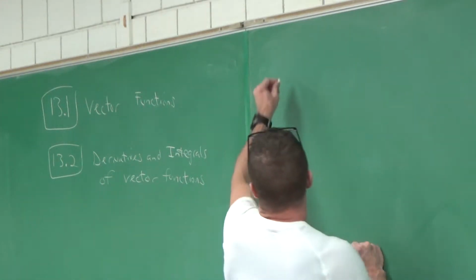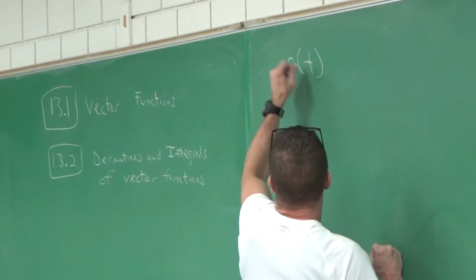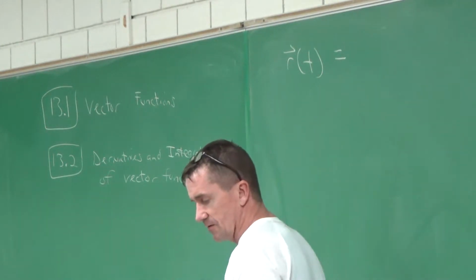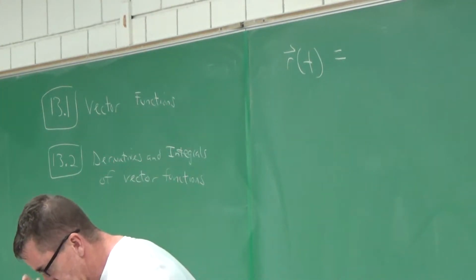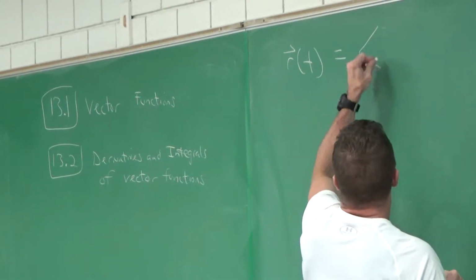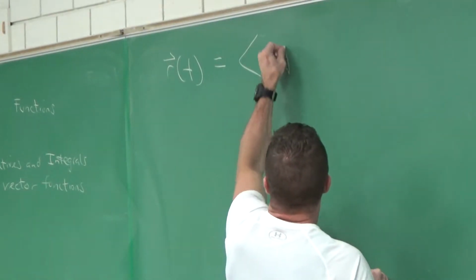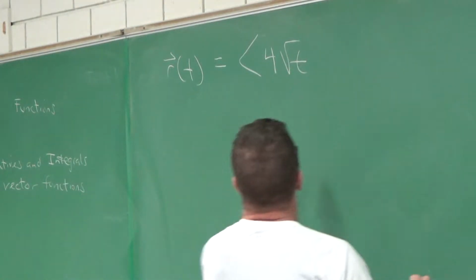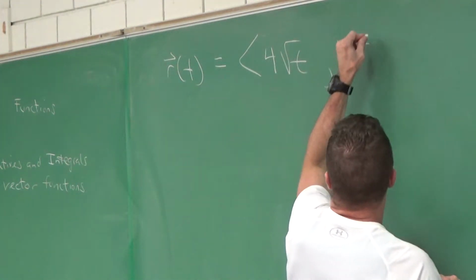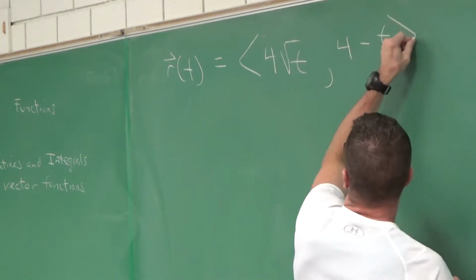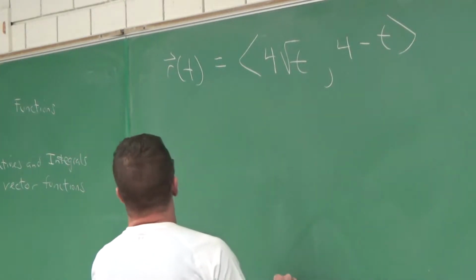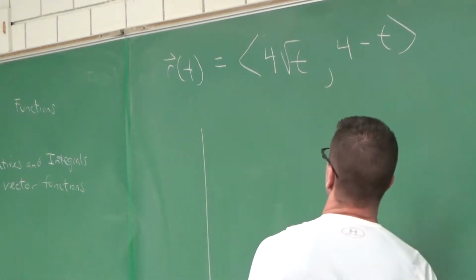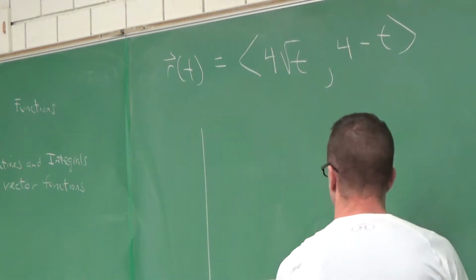So I'm going to start with a two-dimensional vector function. And I'm just going to call it r of t. And I'm going to set it equal to, let's see, 4 square root of t and 4 minus t for the x and y components. And we're just going to go ahead and sketch this. We'll sketch this vector curve. So we'll talk about, well, how do you do that? Because of the parameter involved.